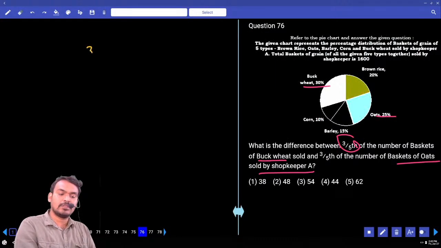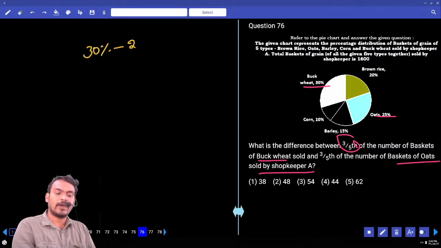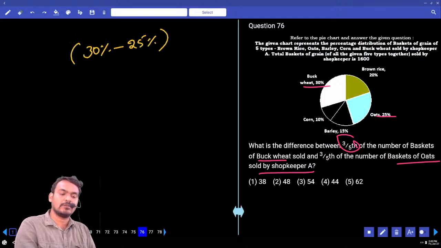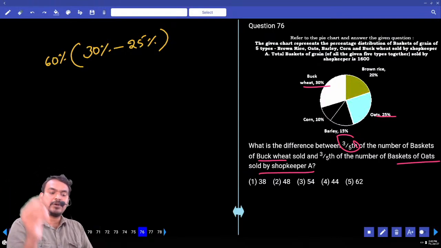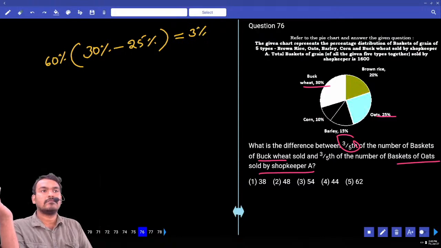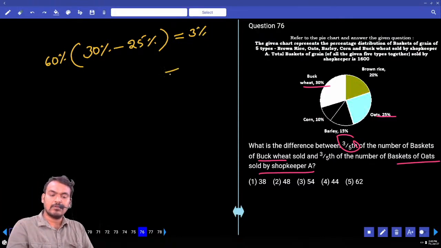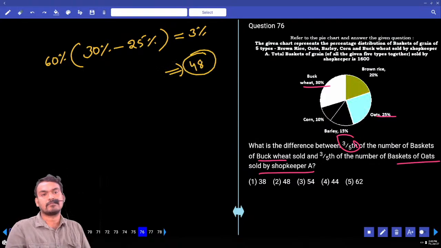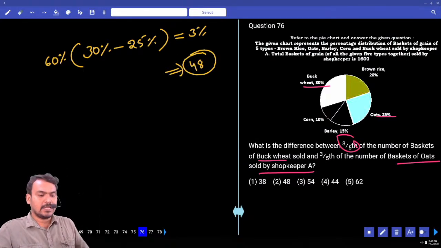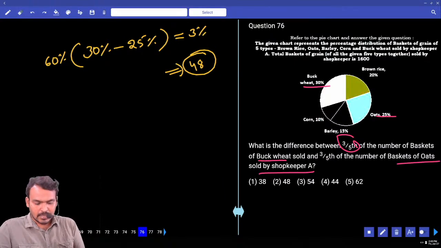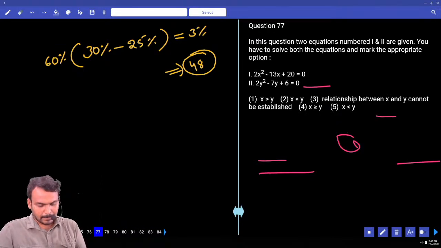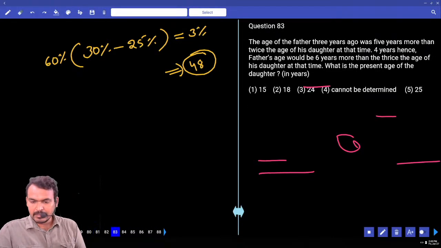25%. What is the difference between 30% and 25%? 5%, right? Of that, how much percent do we need? 60%, right? 60% of 5% is 3%, right? What is the 3% value? 48. 3 by 5 of 30%, 3 by 5 of 25%. The difference will be the 3% value, right? Next, 83.